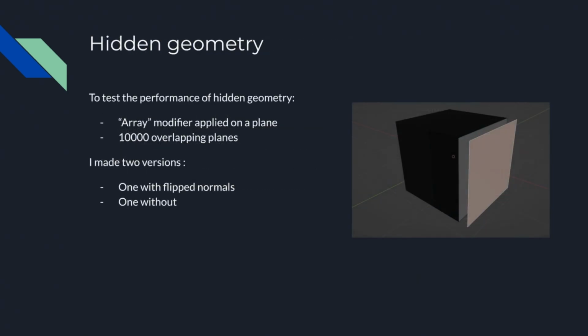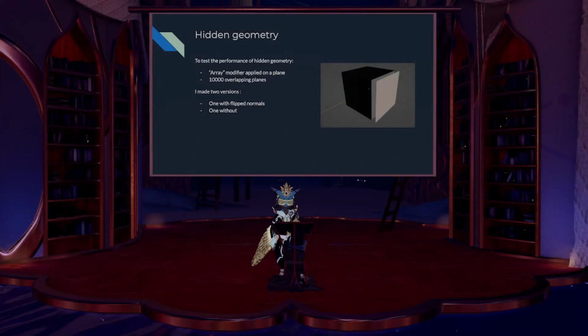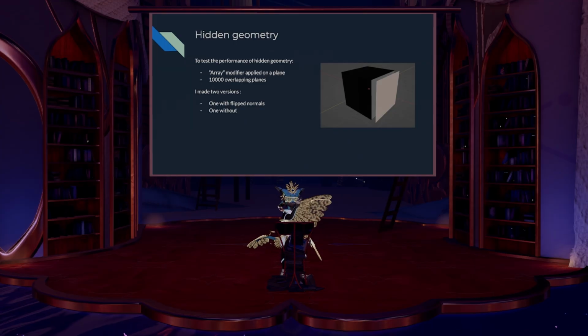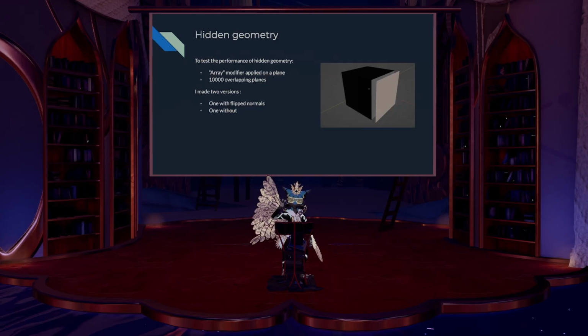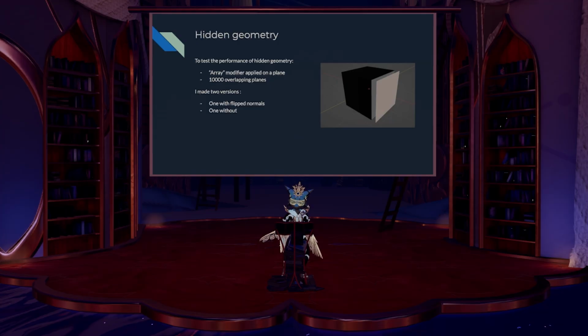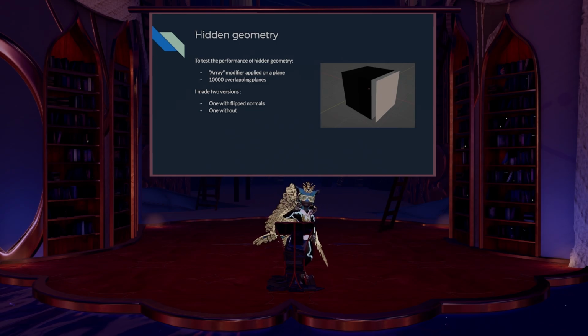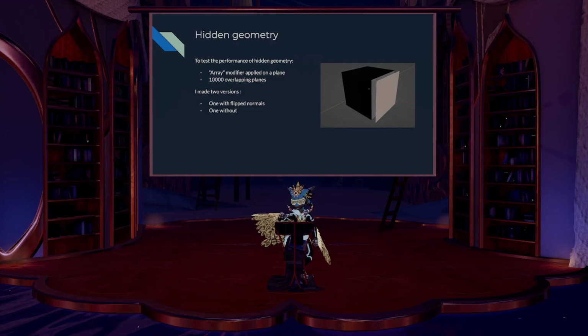Now, hidden geometry can also heavily affect the performance of VRChat worlds. I had that issue a lot. It's very annoying. So, to show you how hidden geometry affects the performance, I created this mesh here, which is basically just a plane to which I applied an array modifier 10,000 times. So it looks like a cube, but in reality it's more like a book. It's like 10,000 overlapping planes. And I created two versions of that mesh. In the first version, I just exported a regular mesh like this, and in the second version, I just flipped the normals and exported that. So I just flipped the normals, that's it.